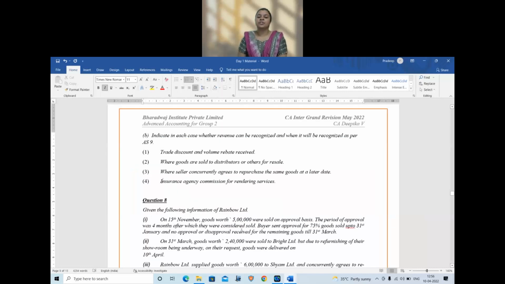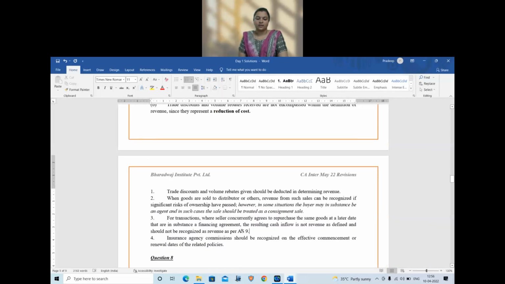Insurance agency commission for rendering services. Commission. Accrual basis. Based on the terms of agreement. But here, they have not given commission as a plain question. They have given insurance commission. So what is the accrual basis for insurance? That is what we need to answer. When will the insurance agency receive commission? When they sell the policy. If you sell one policy, you receive commission against that policy.